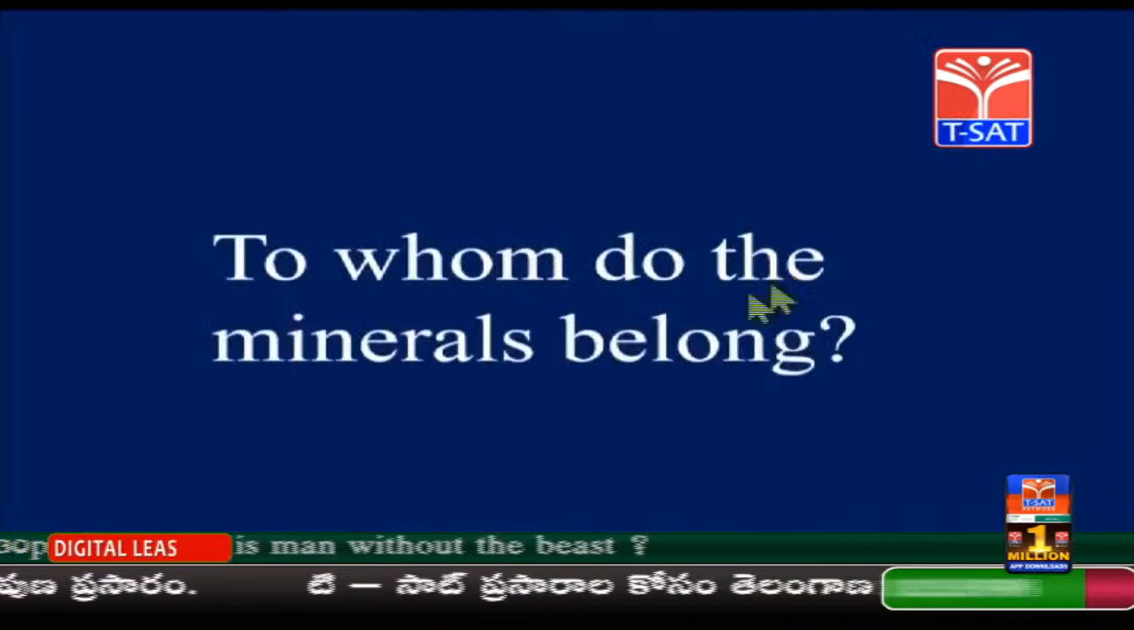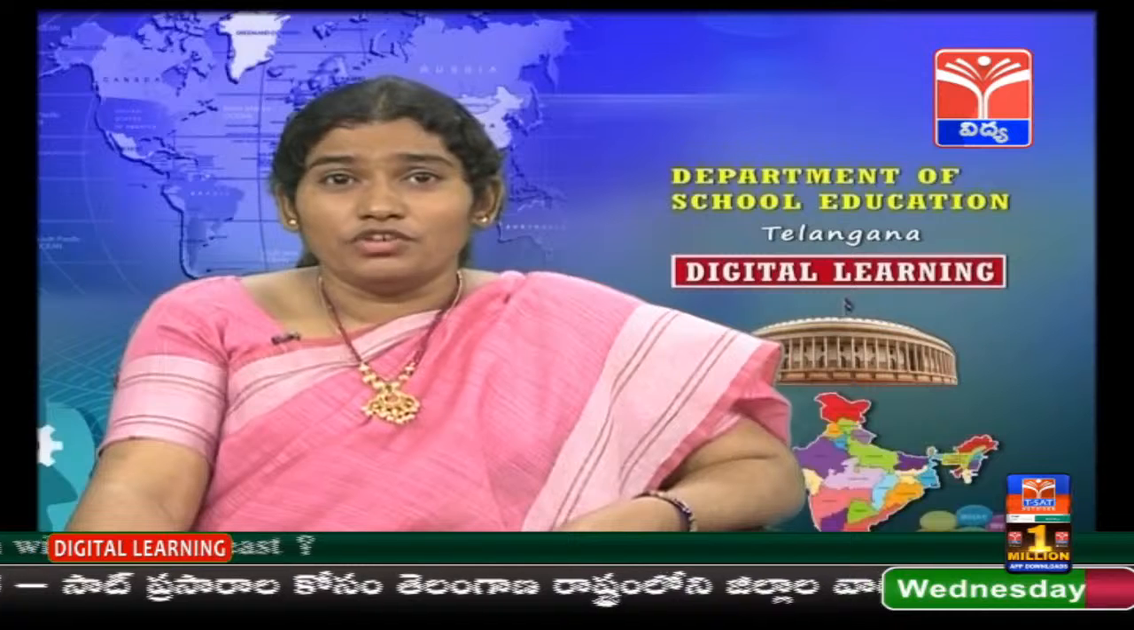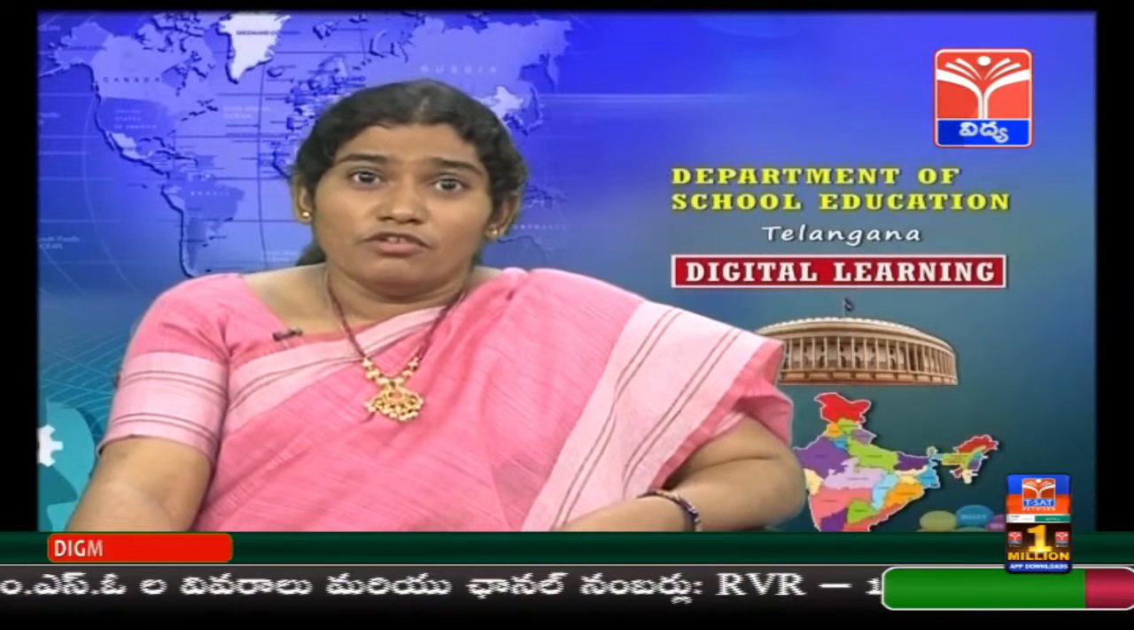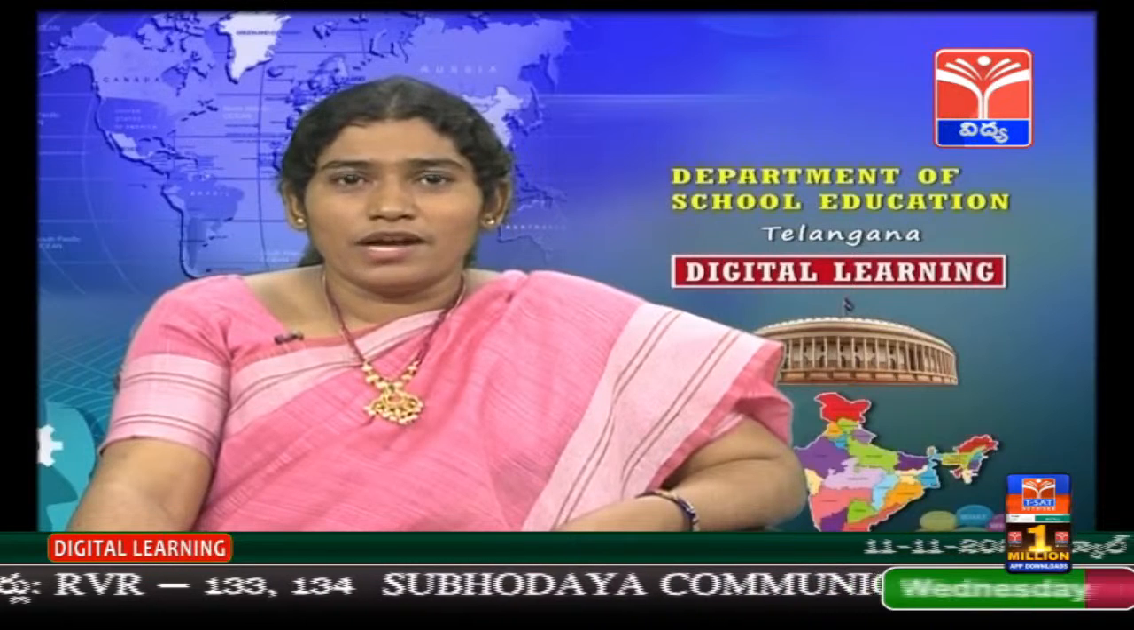To whom do the minerals belong? Children, you must be thinking that the minerals are located deep inside the soil, is it not? Then who are the owners of these minerals? Can you guess who are the owners of these minerals? Yes, people who are living in that particular state, country, or in that area. To those people the minerals belong.